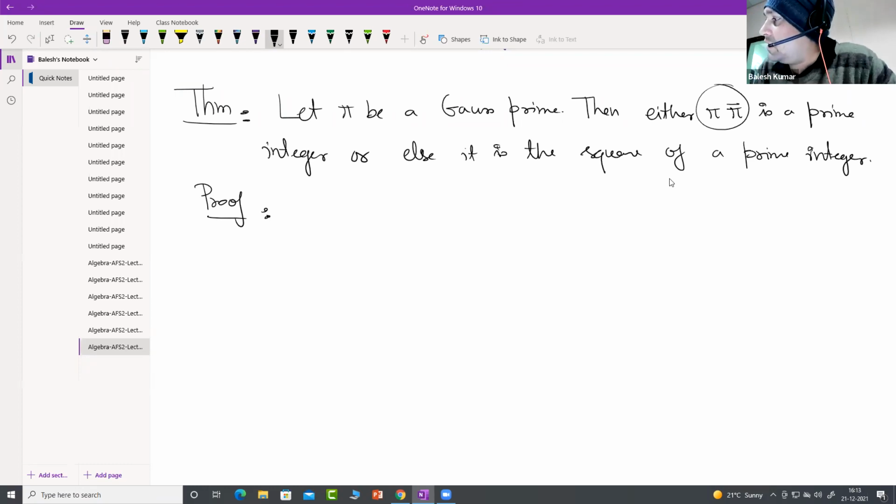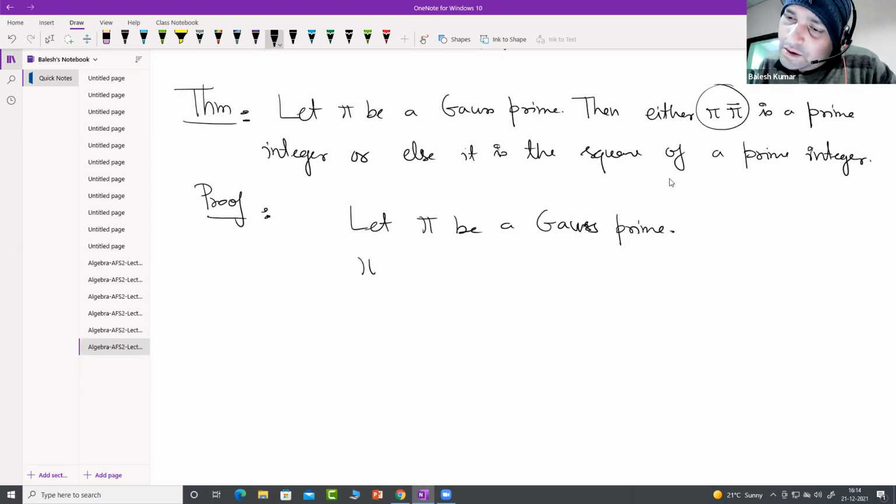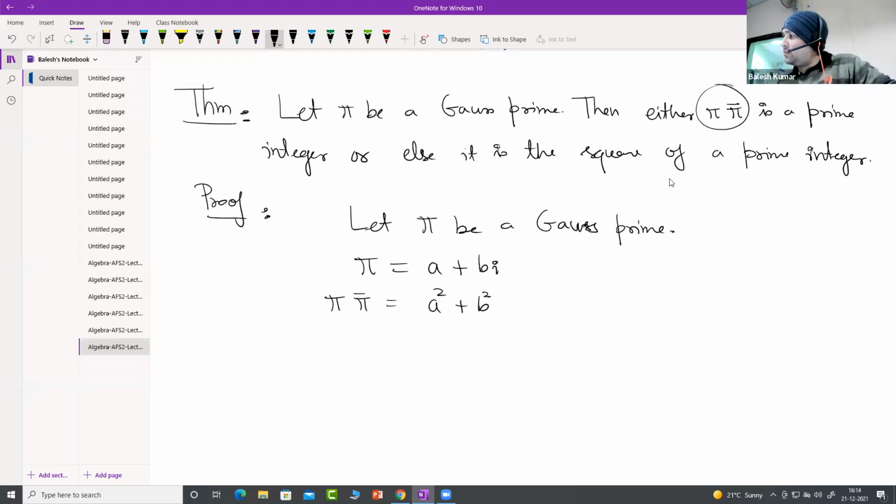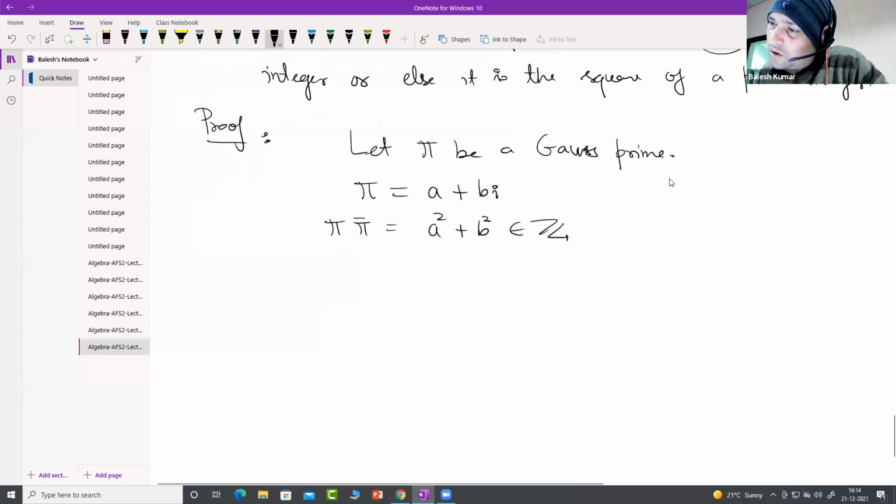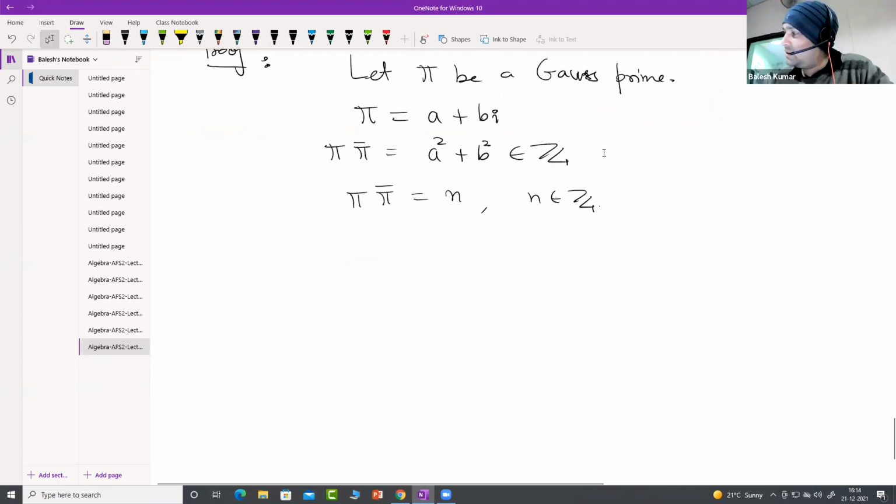For example, let's start with a Gauss prime. So let pi be a Gauss prime. Of course pi will be of the form, say, a plus bi. Therefore pi pi bar will be a squared plus b squared, right? So this is an integer. Therefore pi pi bar will be equal to n, where n belongs to Z.